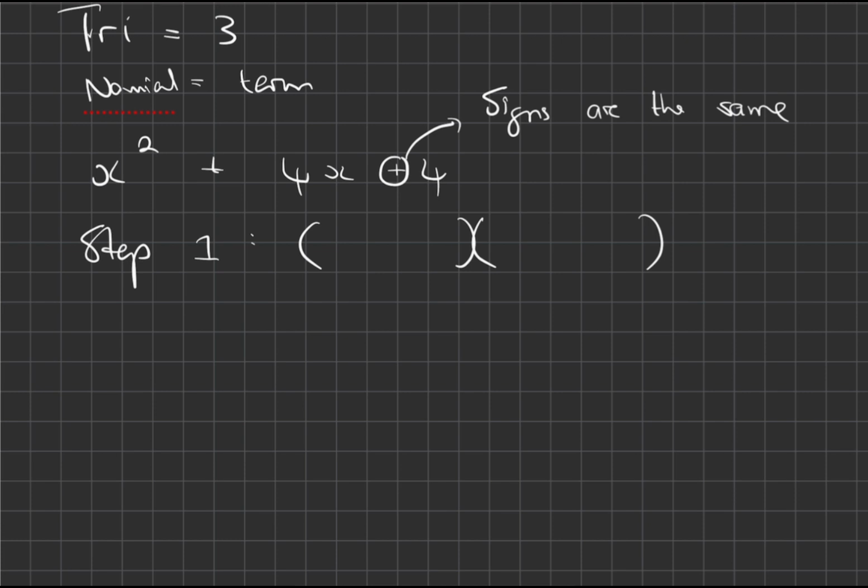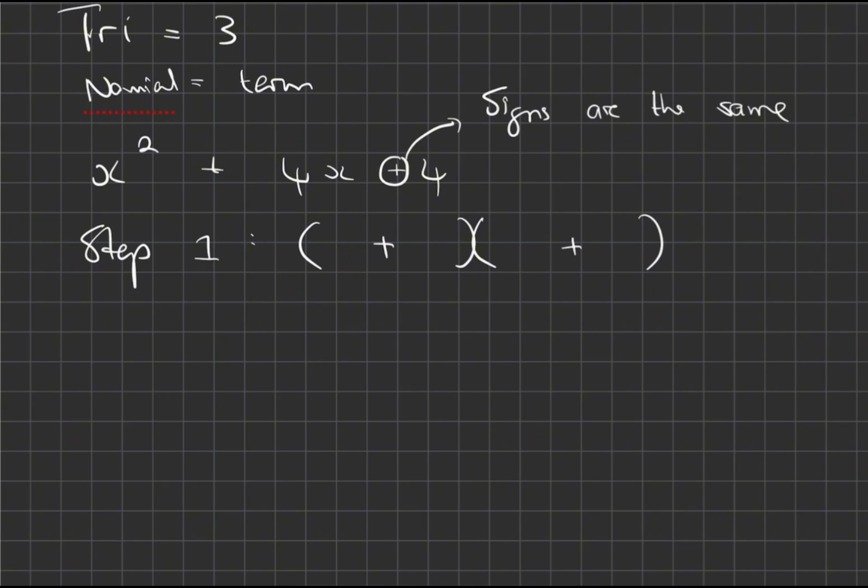So now how do you know if it's going to be a plus and a plus or a minus and a minus? It's not really that tricky. What you're going to do is just look at this term here. Is this term positive or is it negative? It's positive. So it being positive tells us that we have 2 positive signs.